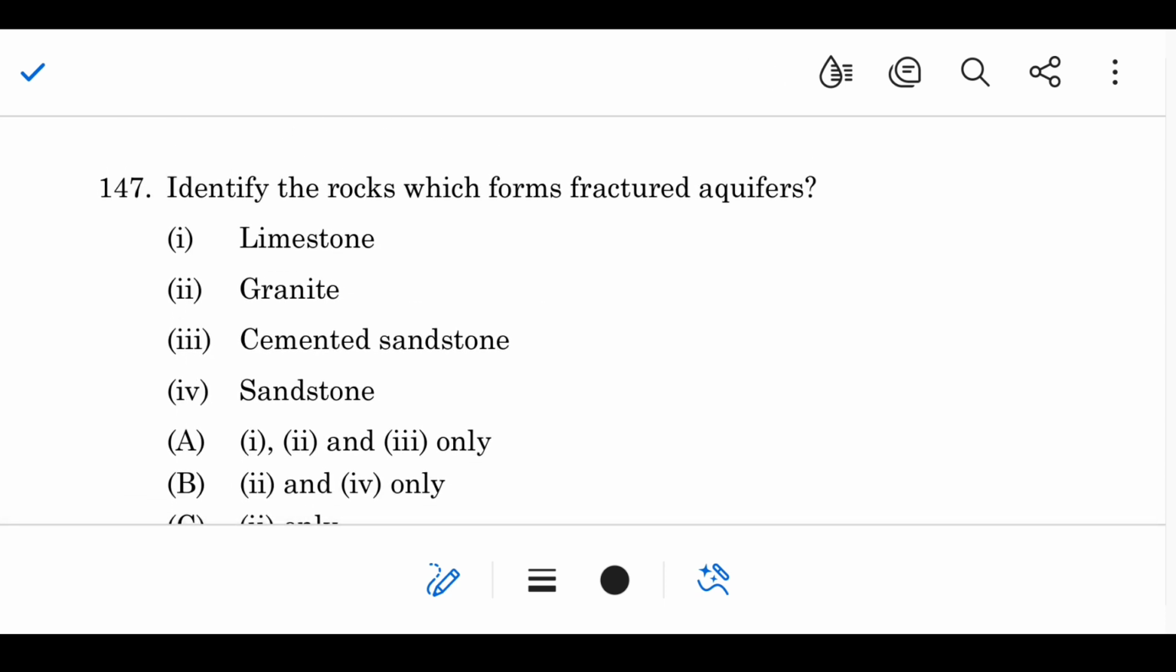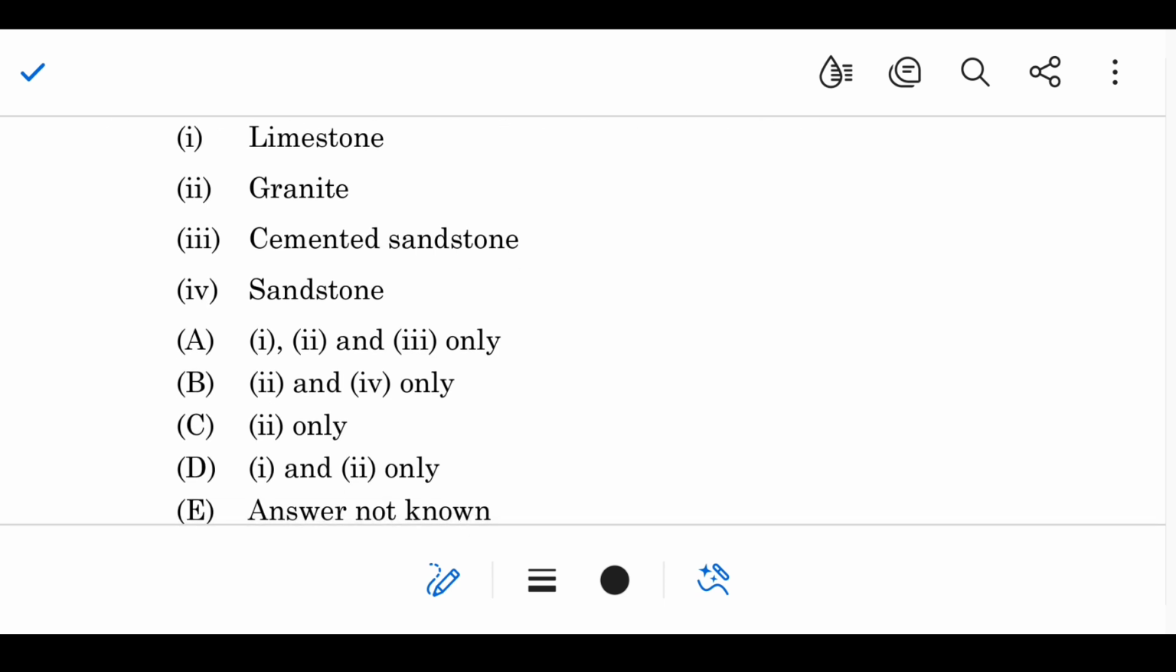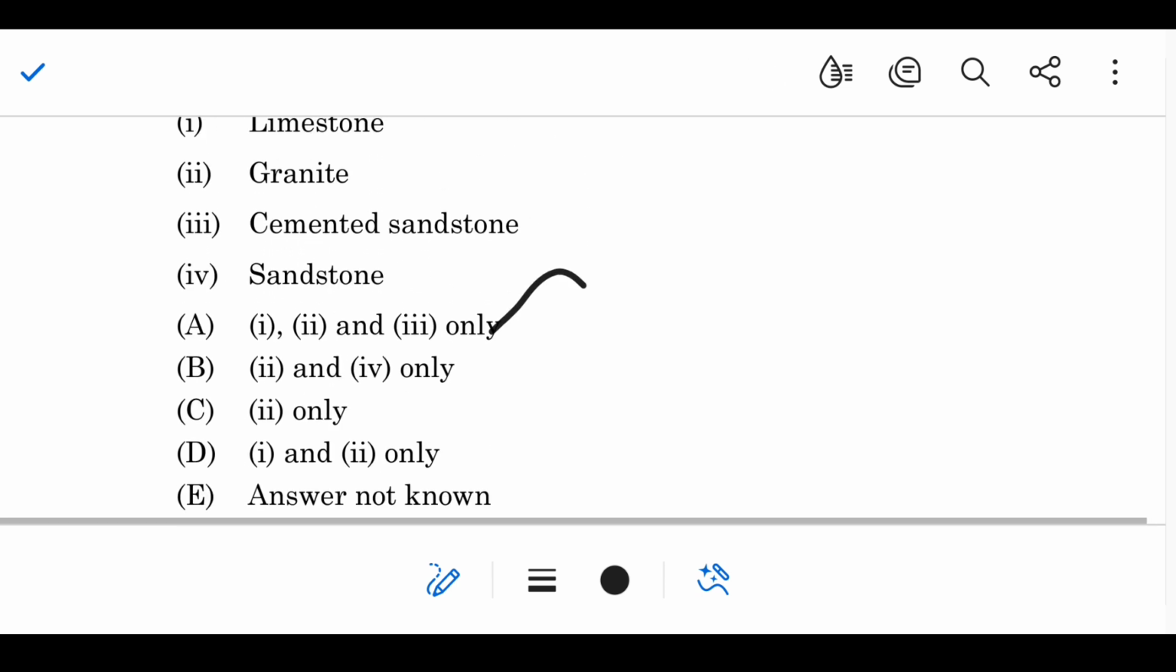Identify the rock which forms a fracture aquifer. Limestone, granite, cemented sandstone. Limestone is usually easily dissolved with water. So granite, cemented sandstone. 1, 2, 3: granite, limestone, cemented sandstone. 1, 2 and 3 only. It's not that all 4 options are related. Only 1, 2, 3 are correct.